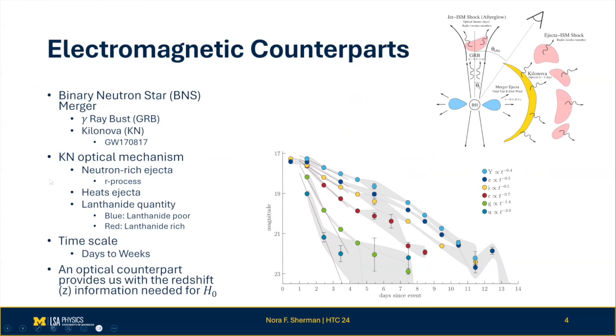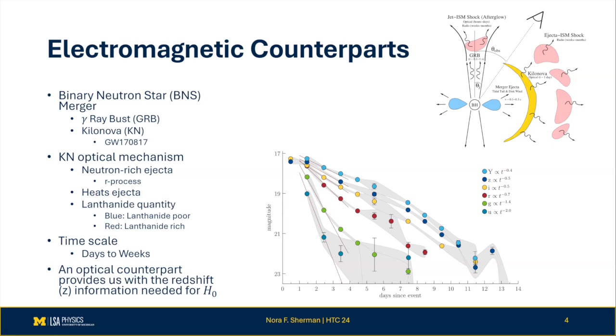So a kilonova occurs when the neutron-rich ejecta from the neutron star collision is heated by something known as the R process, and there are really two types of kilonovae. There's the blue kilonova, which is heavy metal poor, and then there's red kilonovae. And they can last on timescales between days to weeks. And over here, this is actually the light curve of one of the first and currently only ever detected kilonova. And I'll talk a little bit more about that later.